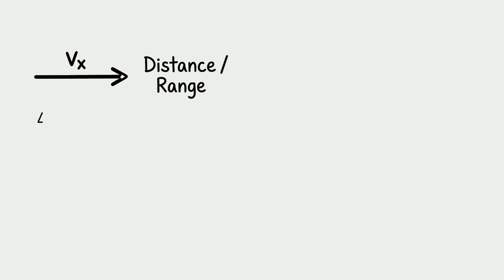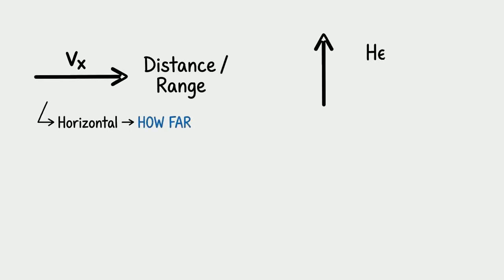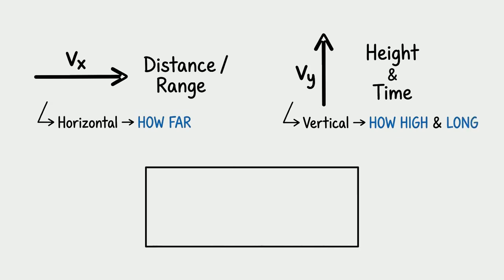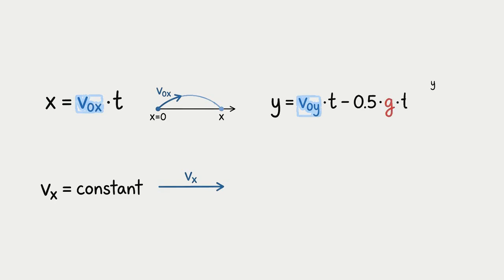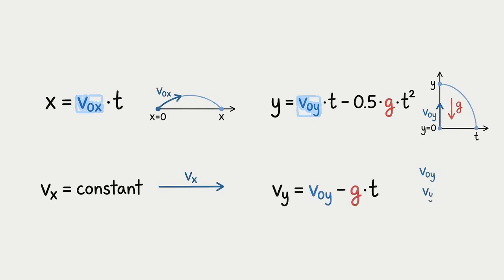The horizontal component tells you how far the ball will go. The vertical component tells you how high it will rise and how long it will stay in the air. Once you have those components, you can use the equations of motion. For horizontal motion, since there's no acceleration, the position is just x equals v naught x times t. The velocity stays constant. For vertical motion, the position is y equals v naught y times t minus 1/2 g t squared. The vertical velocity is vy equals v naught y minus gt.